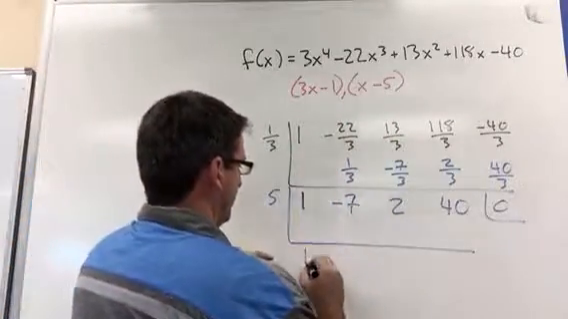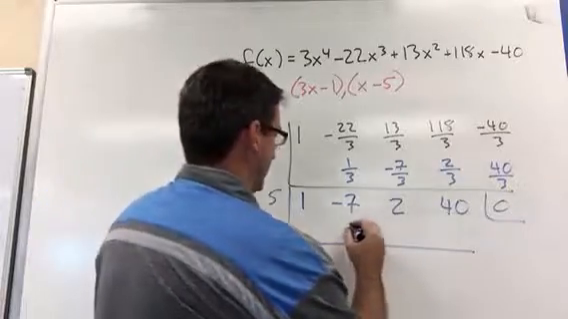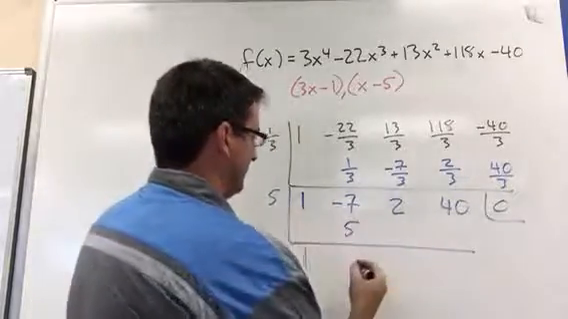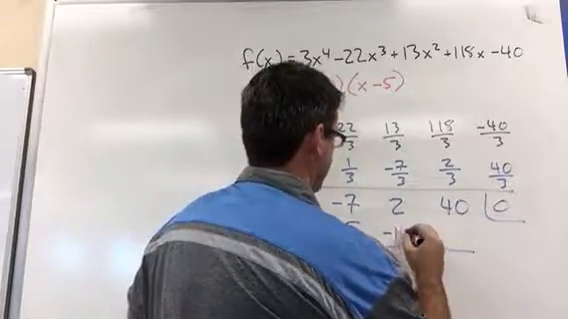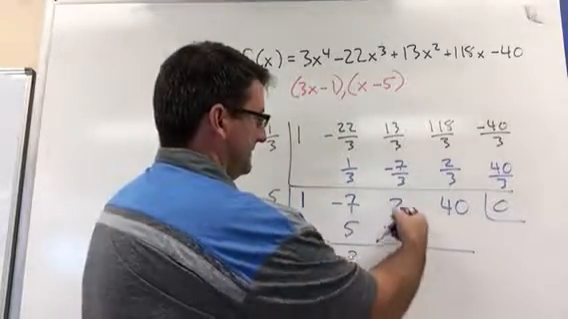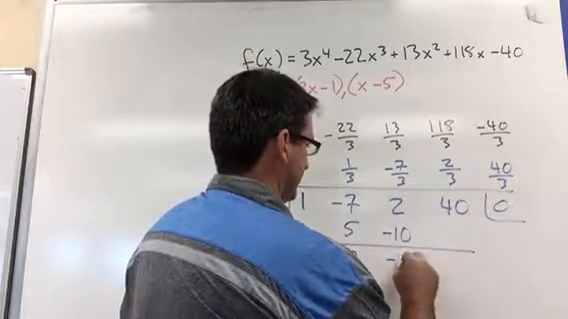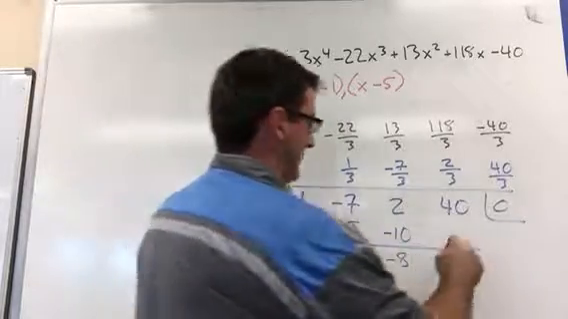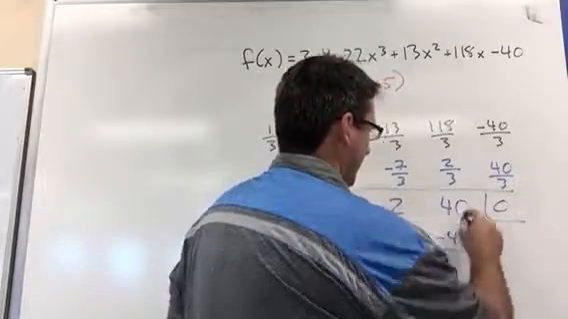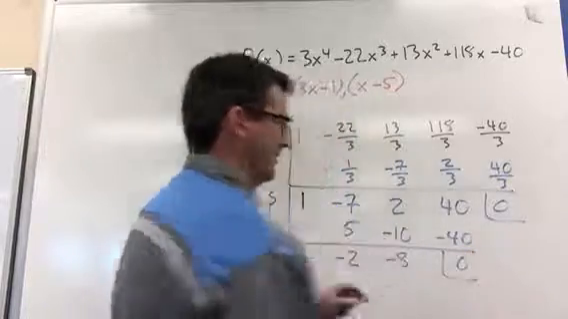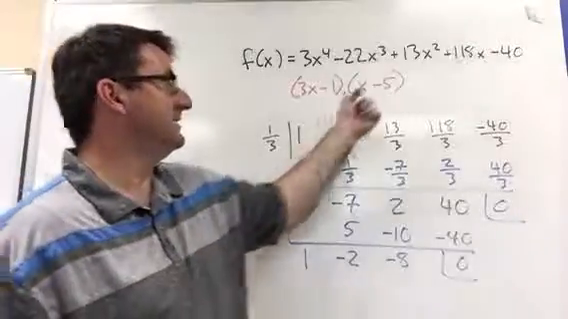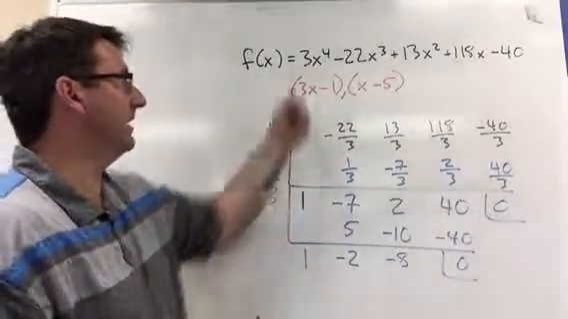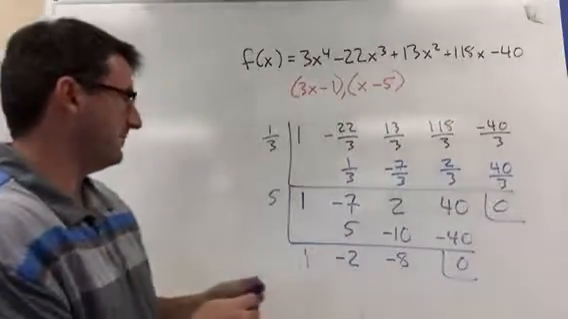So bring down this 1. 5 times 1 is 5. Negative 7 plus 5 is negative 2. Negative 2 times 5 is negative 10. 2 plus negative 10 is negative 8. Negative 8 times 5 is negative 40. And look at that, we got a 0 in our remainder again, which means that x minus 5 is also a factor of f of x.